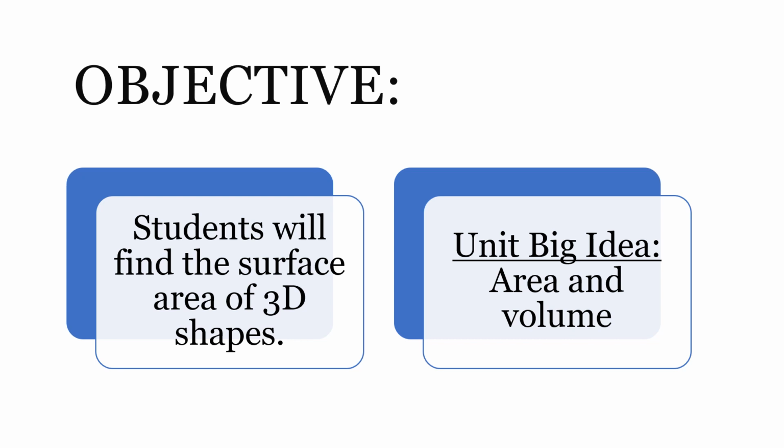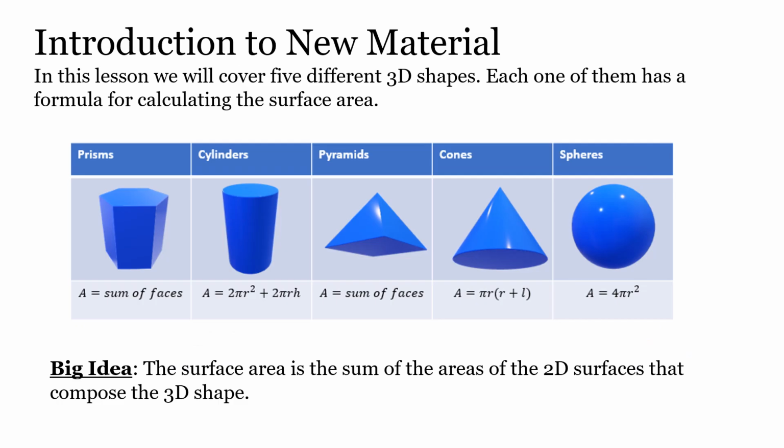So the objective: students will find the surface area of 3D shapes. And remember, the unit big idea is area and volume. In this lesson, we're going to cover 5 different 3D shapes. Each one of them has a formula for calculating surface area. The shapes are prisms, cylinders, pyramids, cones, and spheres.